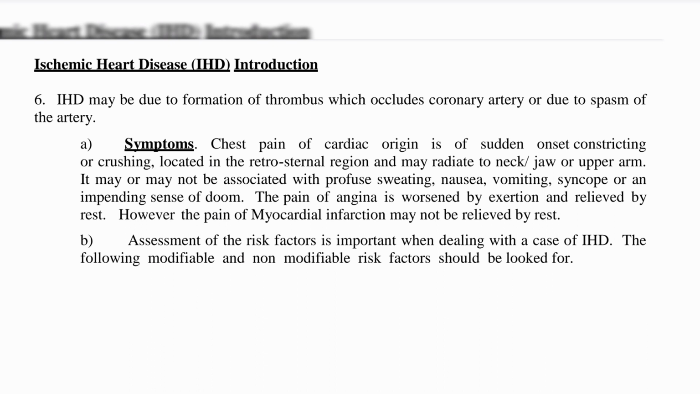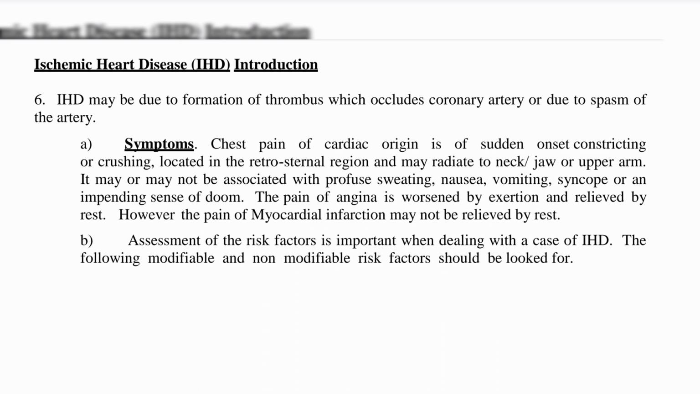Ischemic heart disease, IHD. Introduction. 6. IHD may be due to formation of thrombus, which occludes the coronary artery, or due to spasm of the artery. A. Symptoms. Chest pain of cardiac origin is of sudden onset, constricting or crushing, located in the retrosternal region, and may radiate to the neck, jaw, or upper arm. It may or may not be associated with profuse sweating, nausea, vomiting, syncope, or an impending sense of doom. The pain of angina is worsened by exertion and relieved by rest. However, the pain of myocardial infarction may not be relieved by rest.